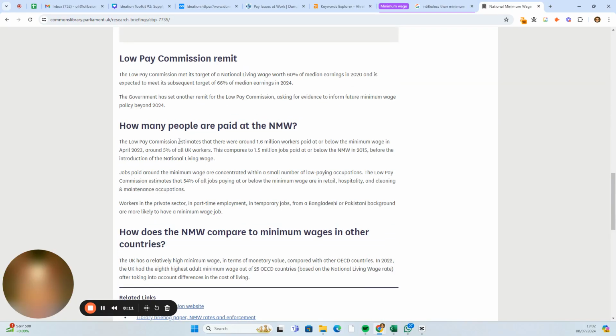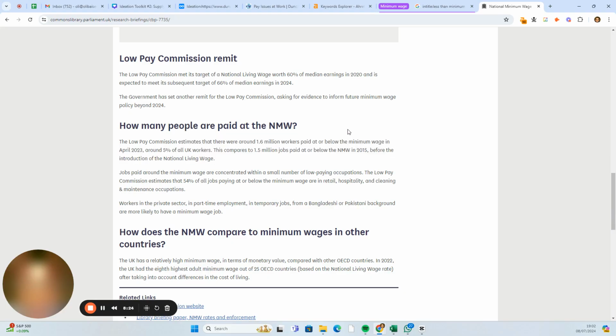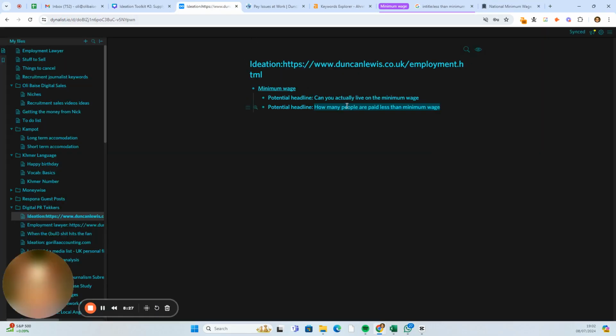Low Pay Commission estimates that there are around 1.6 million workers paid at or below the minimum wage. At or below, so it does not say below. So we can actually create something better if we can work out how many people are paid less than the minimum wage, not at the minimum wage and less than the minimum wage, but less than the minimum wage only. Then that's a potential headline that does not seem to exist at the moment.